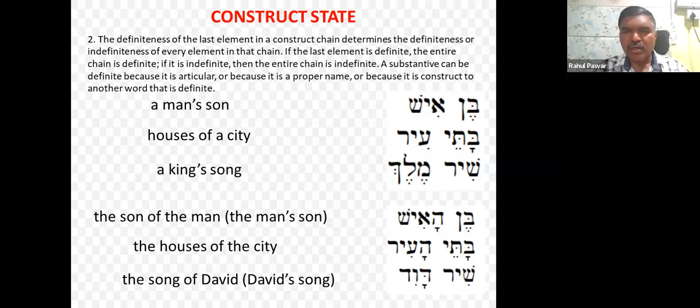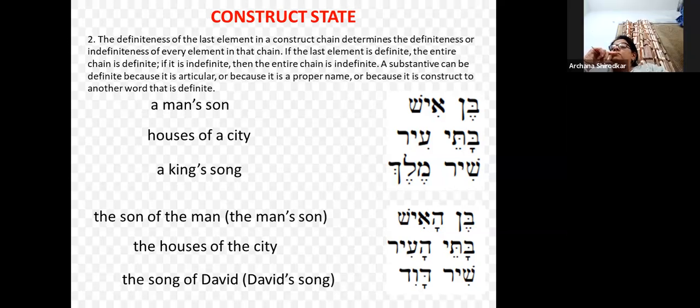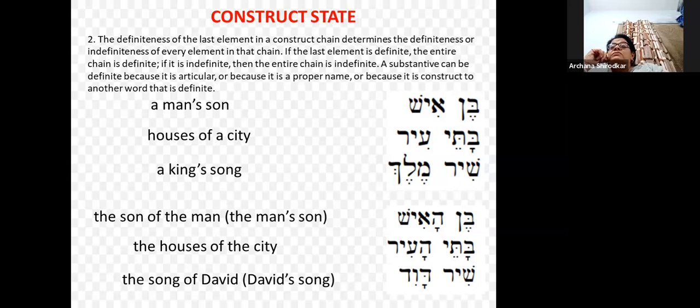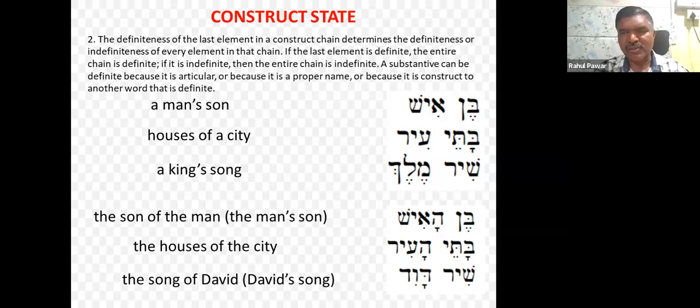Actually, this rule is that if two nouns are there, a noun which is in absolute state doesn't undergo any change. A noun in construct state undergoes a change, or vowel pointing changes take place. If it is a one syllable word, it will not undergo any change.